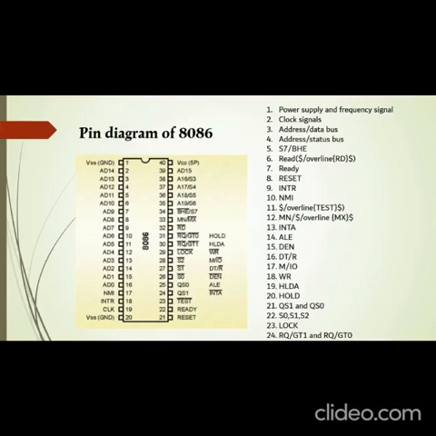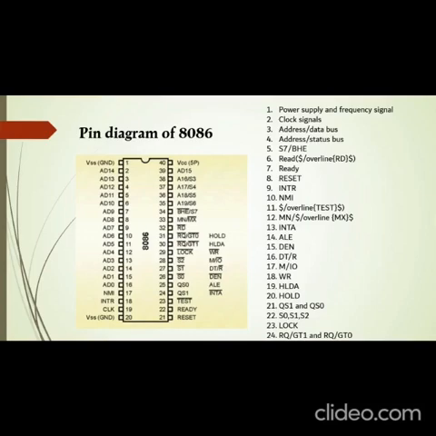QS1 and QS0. These are queue status signals and are available at pins 24 and 25. These signals provide the status of the instruction queue. S0, S1, S2. These are the status signals that provide the status of operations, which is used by the bus controller 8288 to generate memory and input/output control signals. These are available at pins 26, 27 and 28.